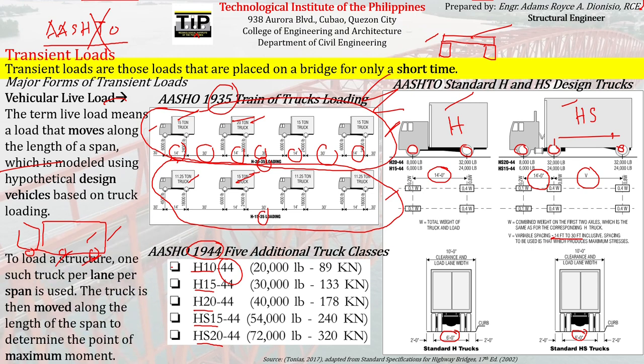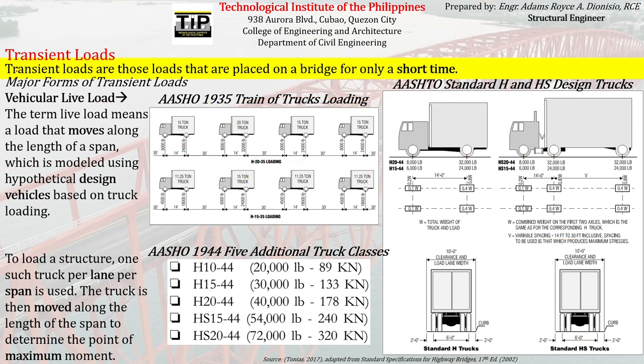Okay. To load a structure, one such truck per lane per span is used. The truck is then moved along the length of the span to determine the point of maximum moment. So how do we consider these trucks whenever we design a bridge?